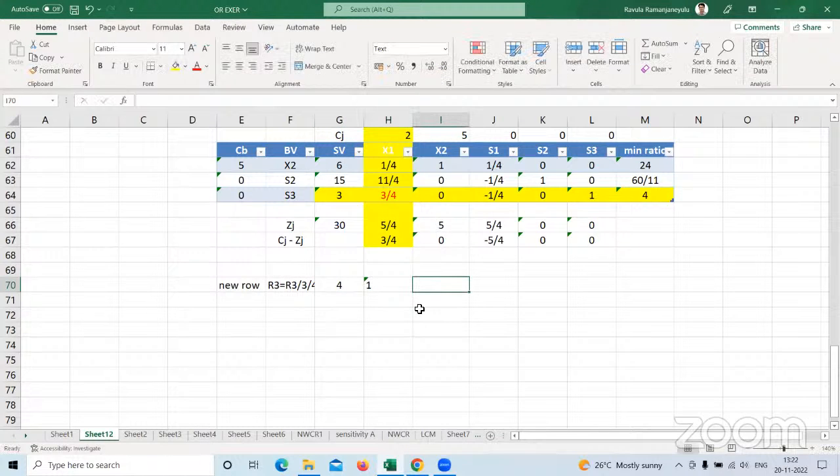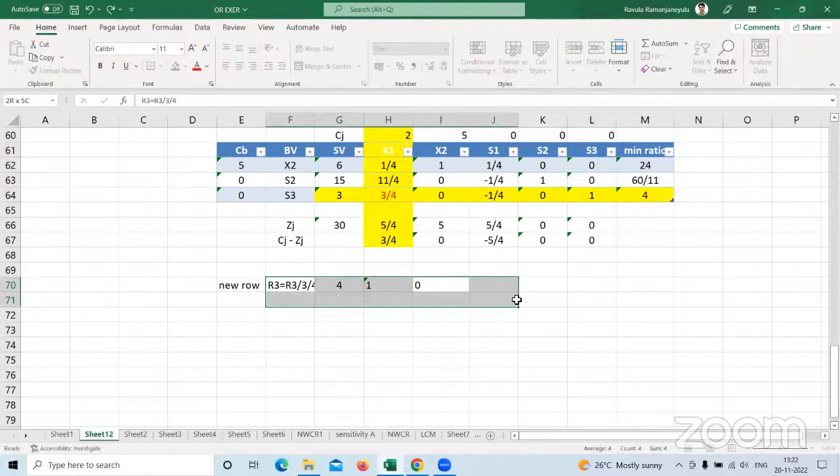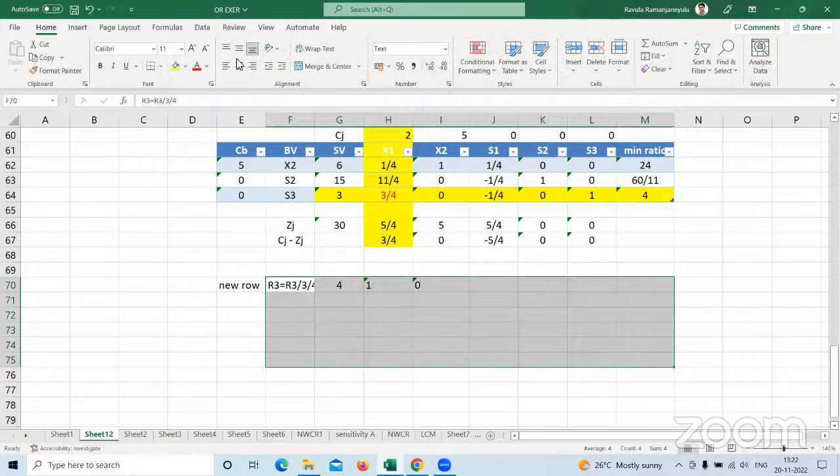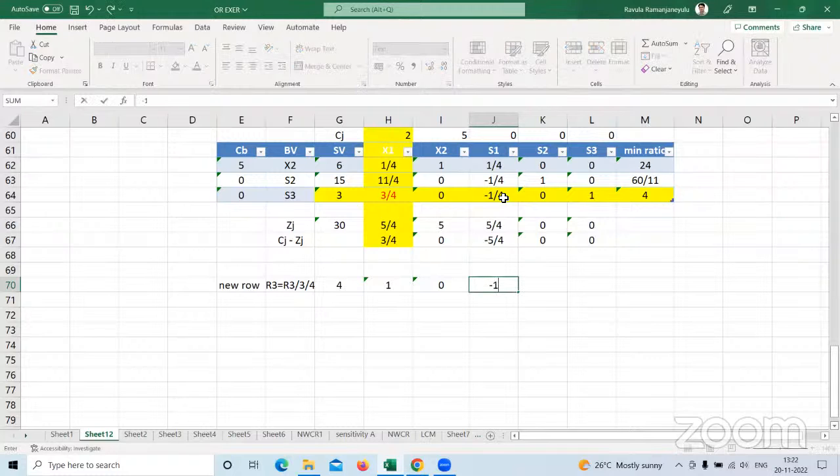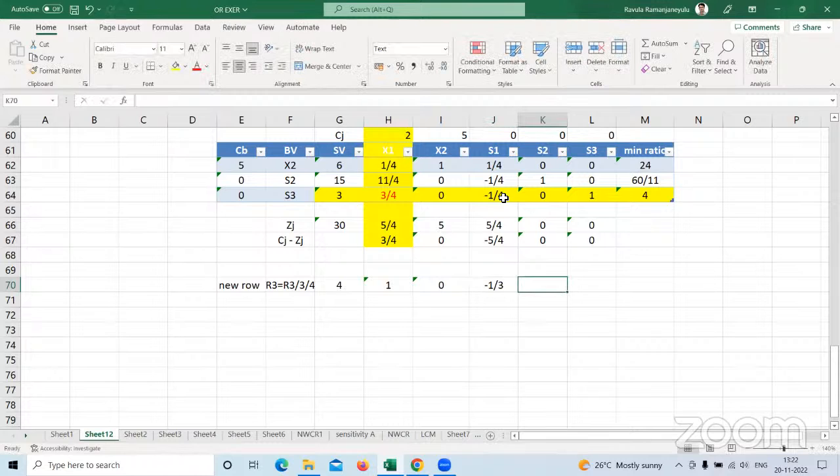This is 1, this is 0. One by 4 divided by 3 by 4 means minus 1 by 3. Four by 3. Is this correct? Yes.